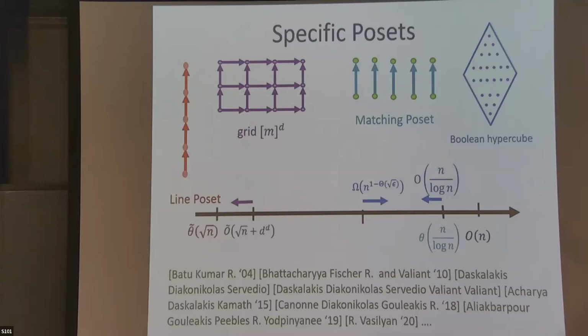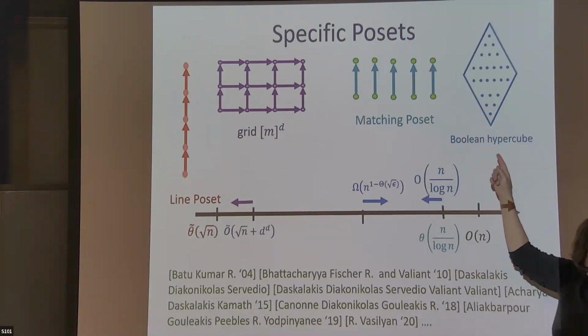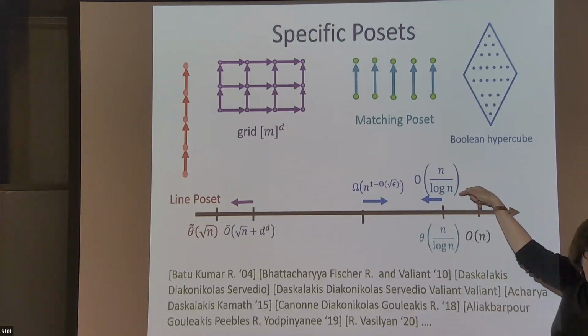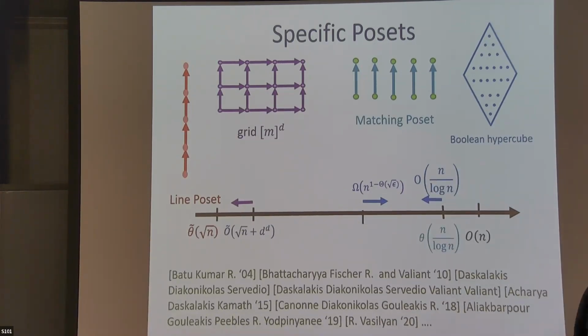What I'm going to show you today shows that it can be done in order the domain size over log the domain size. So n again is 2 to the d, so it's 2 to the d over log 2 to the d.